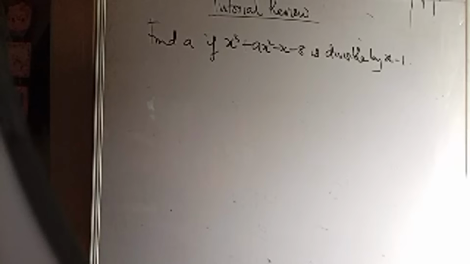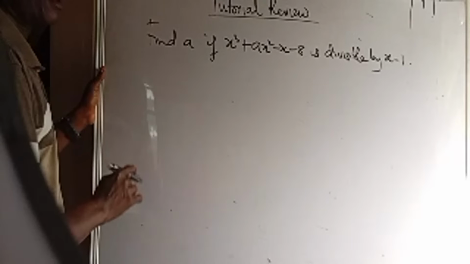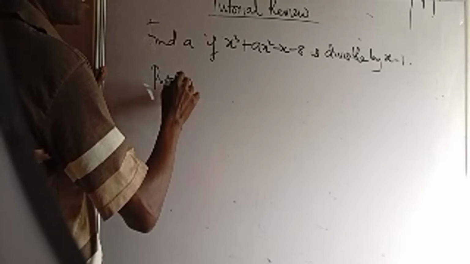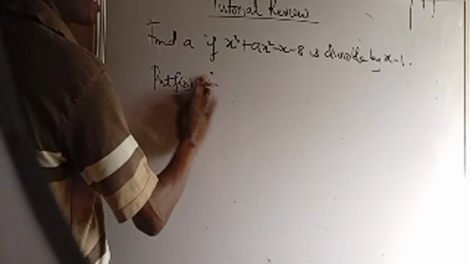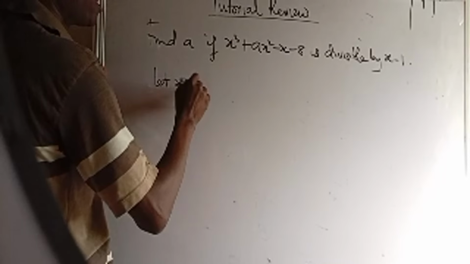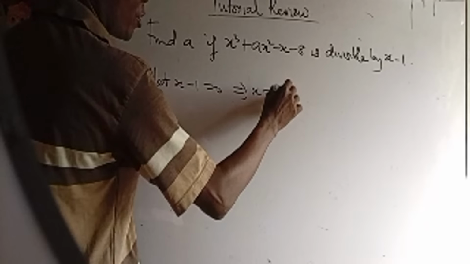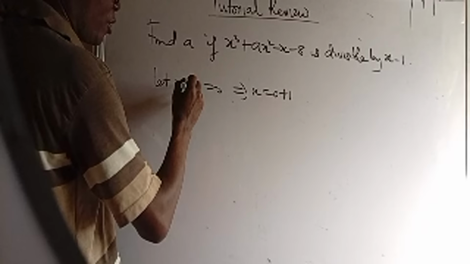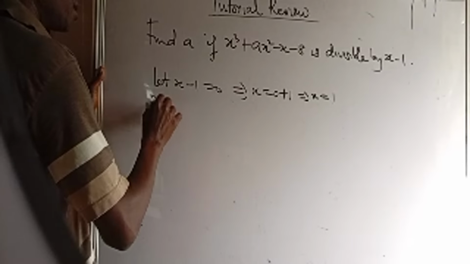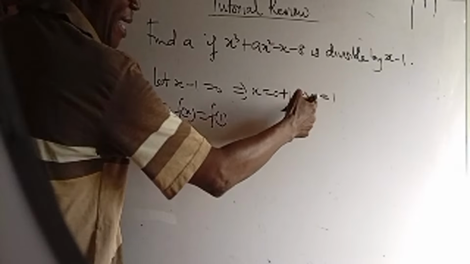Our divisor is x minus 1. So you now put f of x into f of x minus 1. Let me sort this out first. Let x minus 1 equal 0. That implies x is equal to 0 plus 1, because when minus 1 moves across, it becomes plus. So x equals 1. You now say put f of x equals f of 1. That is, our x is 1.